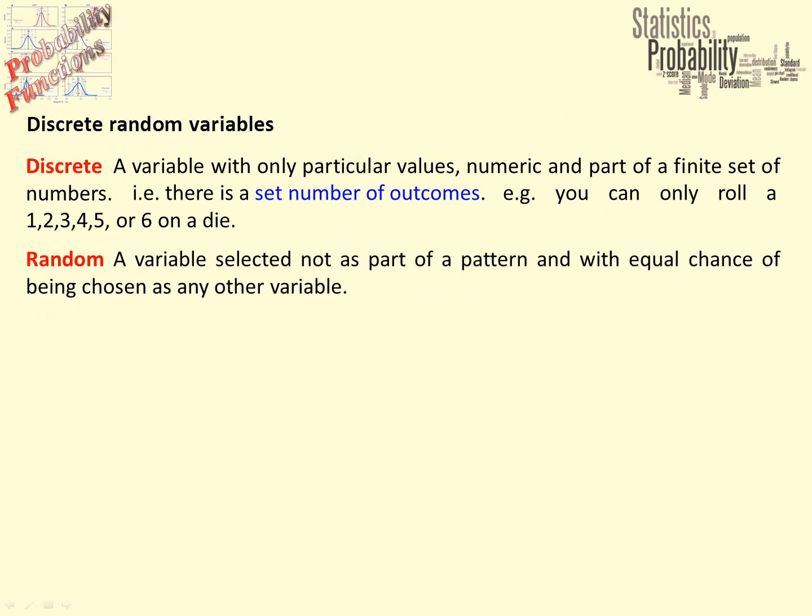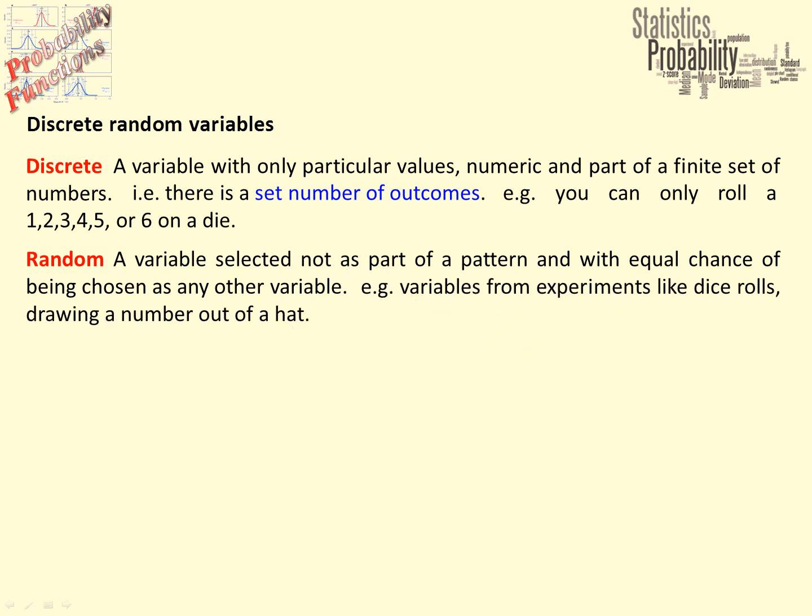Random means that a variable is not part of a pattern, a selection, and has equal chance of being chosen as any other variable. If you watch a lottery being drawn, that's usually done with a barrel with balls inside. The balls are all the same size, they're the same mass, everything. The only difference is their color and the number on them. And they supposedly have equal chance of coming out as any other ball. Dice rolls are used in experiments sometimes to choose randomly. We draw a number out of a hat if it's a little local competition.